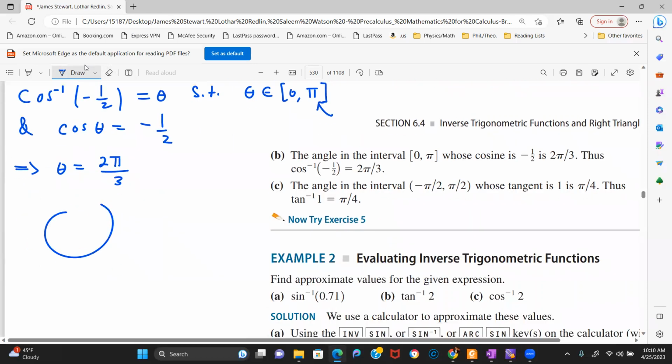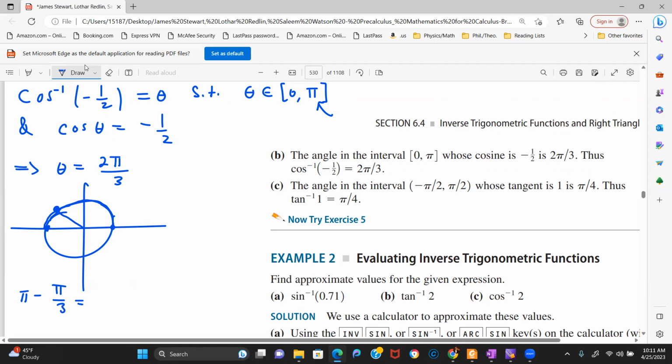Let's draw this picture to see why this is the case. If I'm talking about a negative 1/2 x coordinate, and I'm looking at angles between 0 and pi, I'm talking about the first or second quadrant. I know that pi over 3 gives me positive 1/2, right? So I need an angle over here to give me that negative. And to find it, you just do pi minus pi over 3.